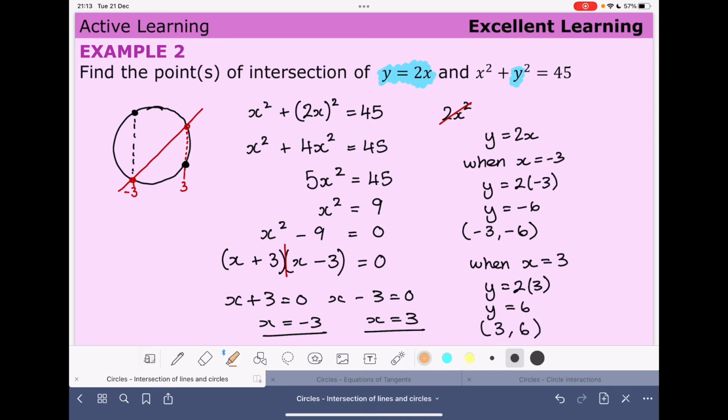So we've got 2 solutions to this problem. We've got when x is -3 and y is -6, and when x is 3 and y is 6. Those are our 2 points of intersection. Okay, on to the last example.